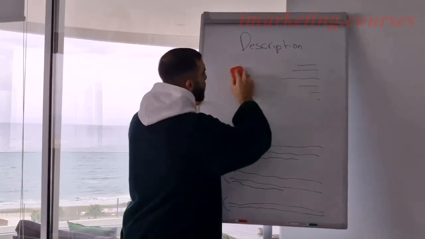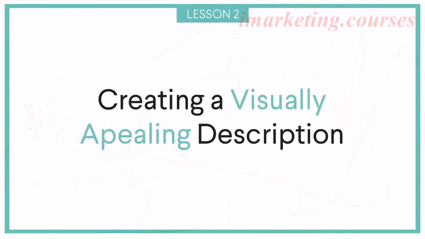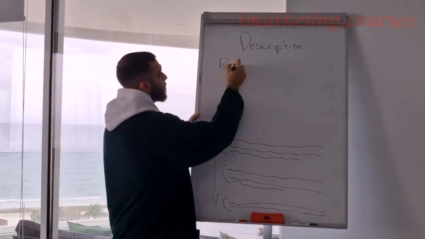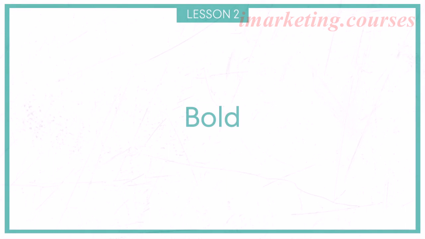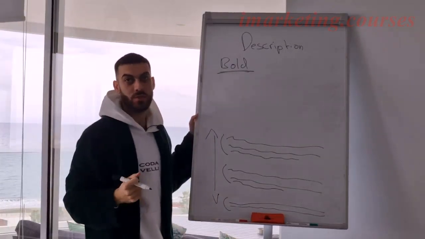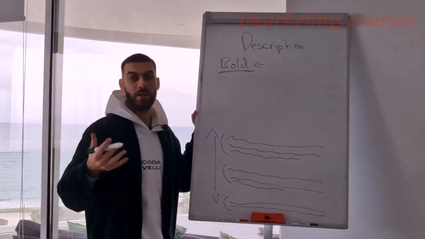Now, another thing you can do is make your description actually nice to look at visually. And how do you do that? Well, one thing you can do is you can make some words bold. What happens when you make words bold? You instantly draw attention to those words. You want the words that show the benefits to be bold.